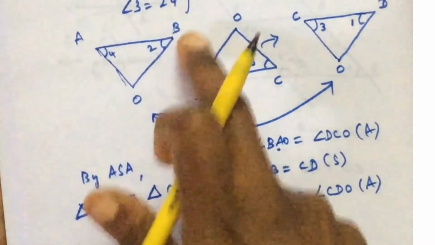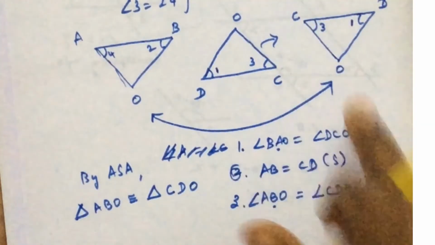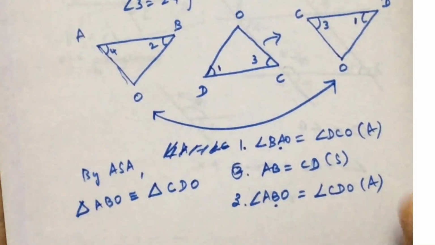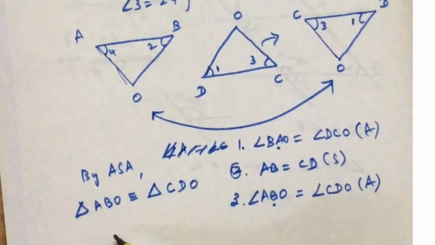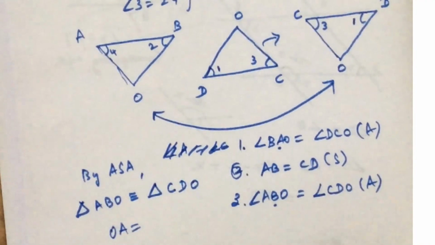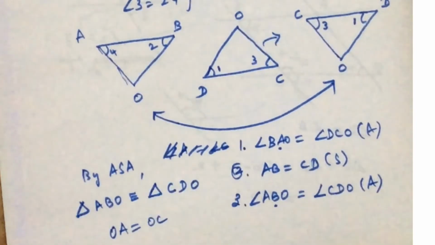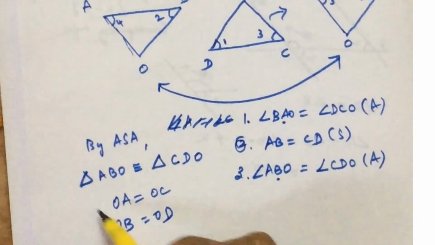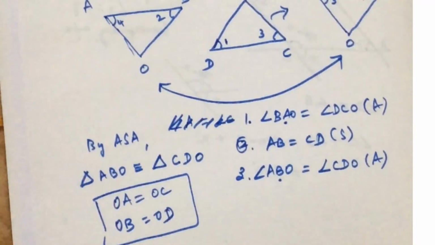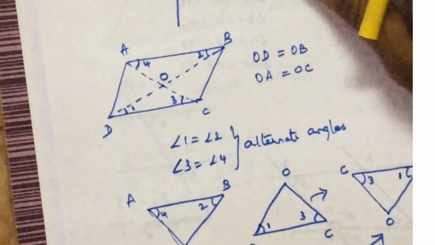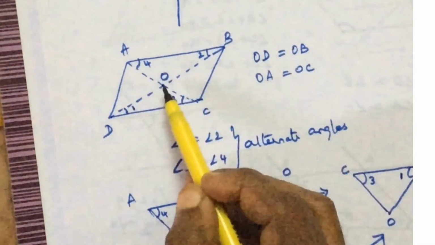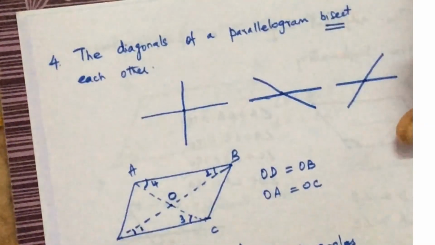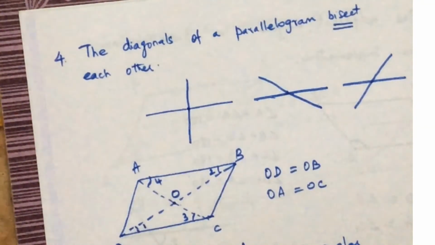So ABO is congruent to CDO, which means the two triangles exactly overlap each other, which means that here this OA is equal to OC and OB is equal to OD. This is what we wanted to prove. Which means this OA equals OC and this OB equals OD. So just now we have proved that the diagonals of a parallelogram bisect each other.